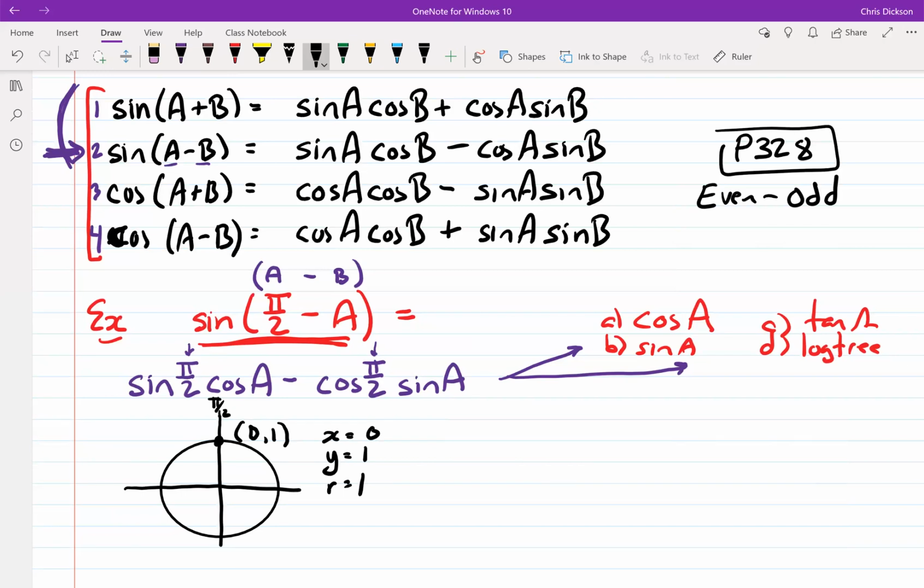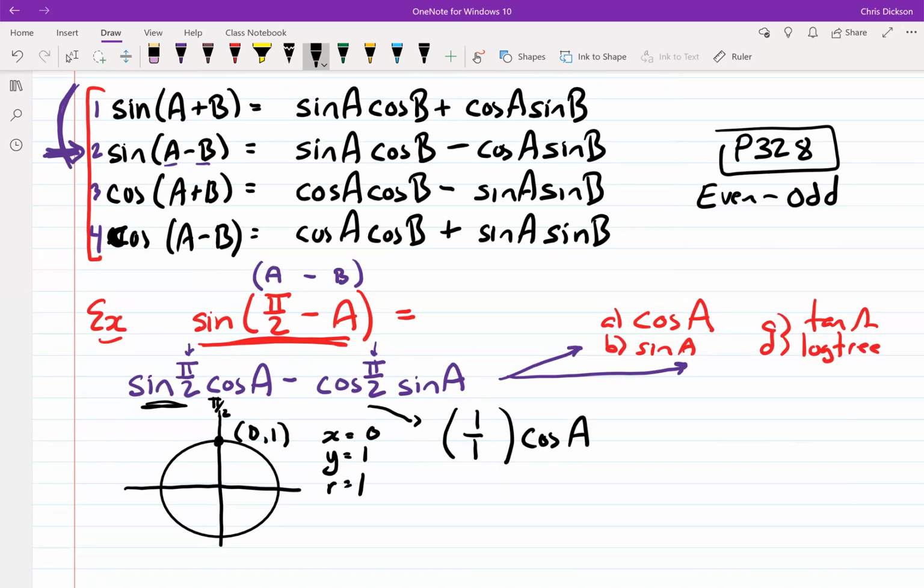So what is the sine of pi over 2 then? Well, the sine of pi over 2, I'm just going to draw an arrow here. The sine of pi over 2 would be y over r, so that's 1 over 1. And I'm timesing that by the cos of a.